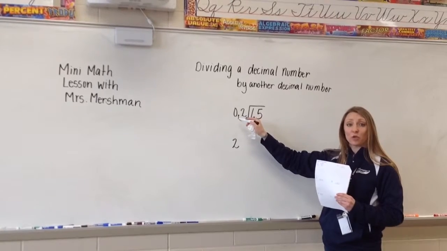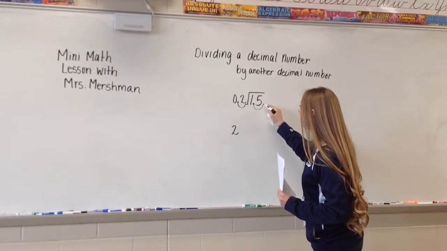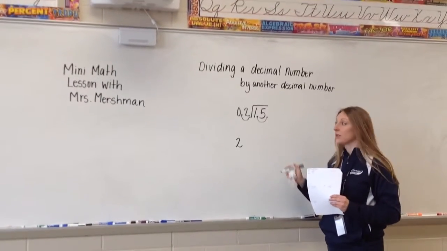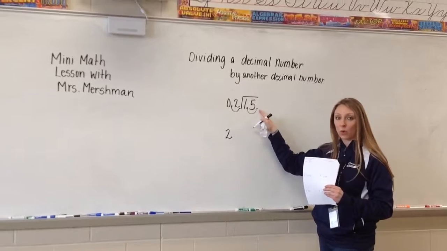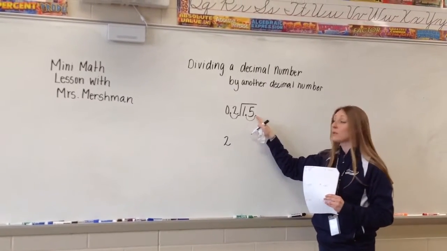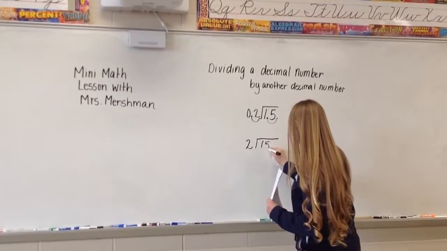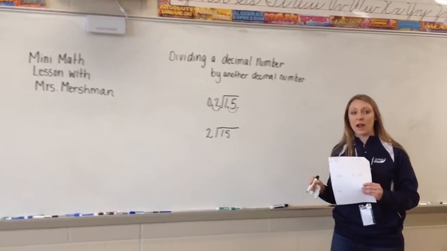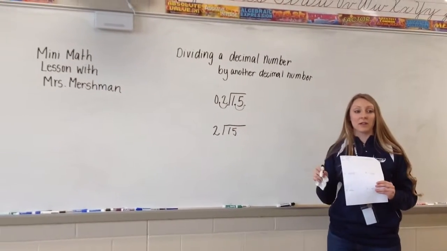However many spaces you move it in your divisor, you have to move it the same number of spaces in your dividend. So since I moved it one space to the right over here, I have to move it over here one space to the right, which takes 1 5/10 and turns it into 15. So now my new division problem is 15 divided by 2.